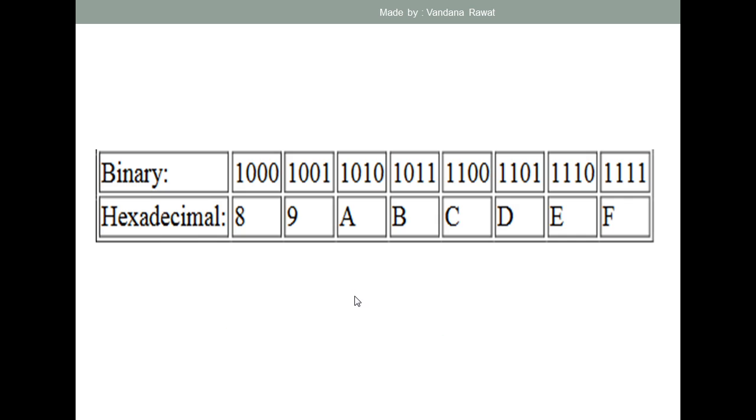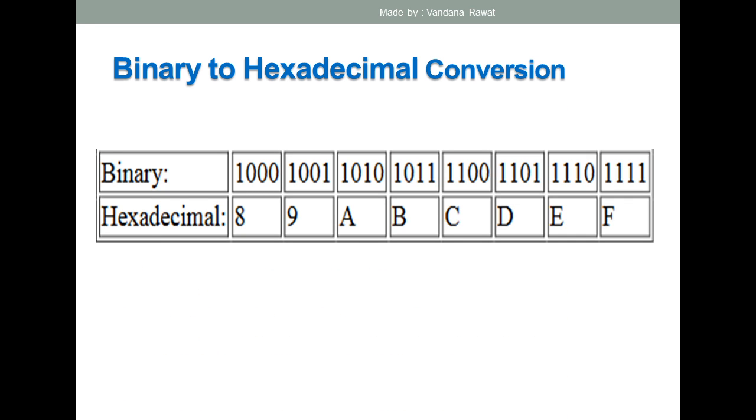Now you just check for the next numbers. As the range of hexadecimal starts from 0 and goes up to 15, basically from the digit 10 onward we represent all these numbers with the help of characters.